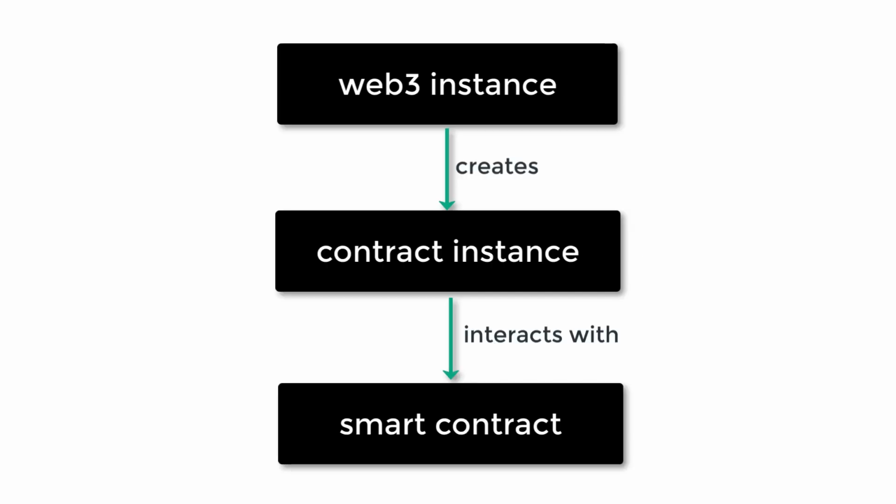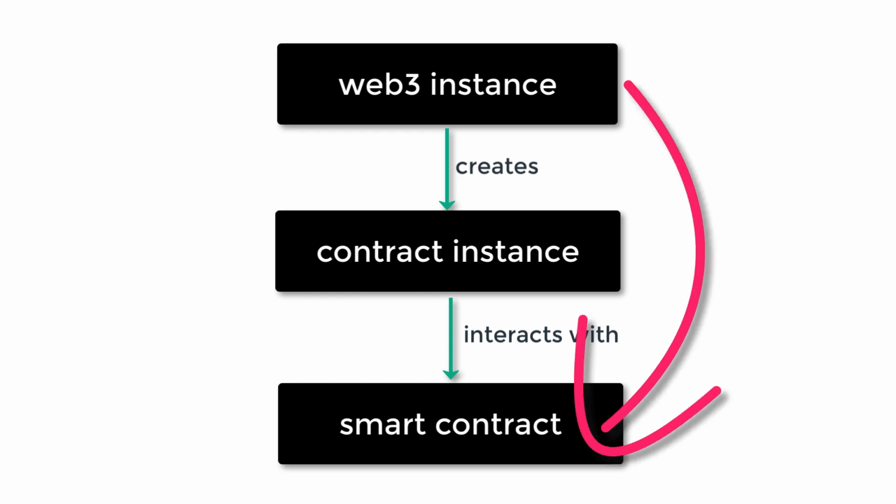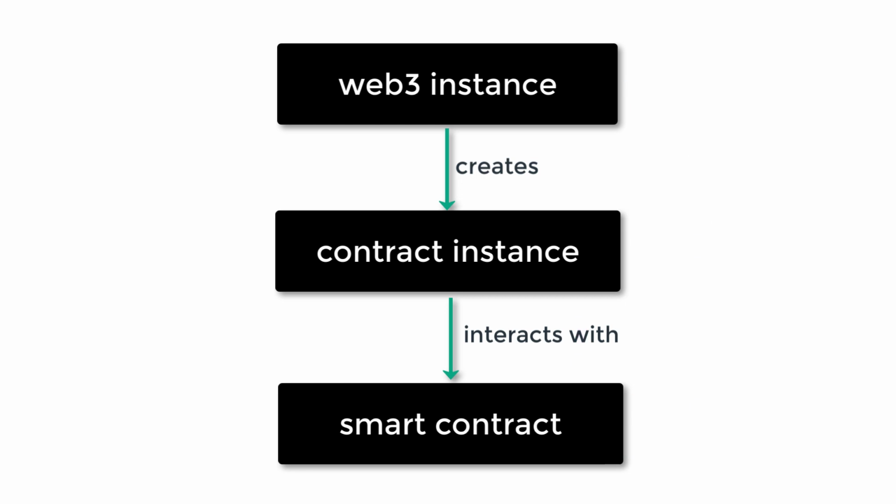In this video, I'm going to show you how you can create a Web3 contract instance. A Web3 contract instance is an object that is produced by Web3 and that allows you to interact with your smart contract. You might think, why can't we directly interact with our smart contract by using the Web3 object itself? Well, the problem is that each smart contract has its own address and its own set of functions, and Web3 can't possibly know all about that.